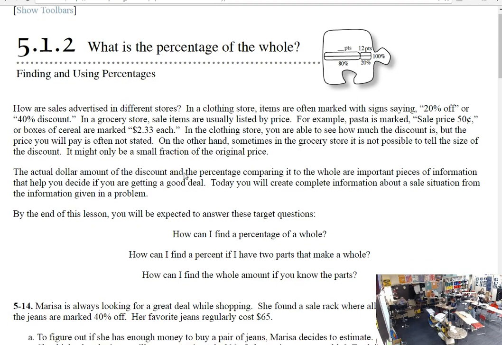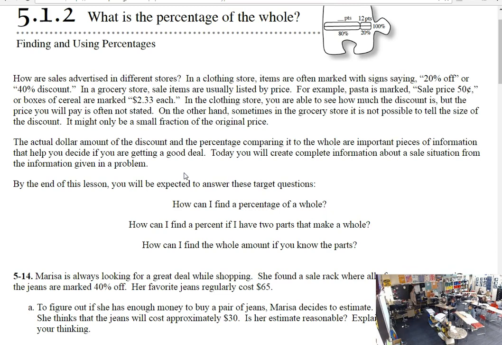Today we're talking about finding and using percentages. So in your math journal, you should have filled in your table of contents to correspond with wherever you are today. If you went ahead and put a header on tonight's homework, that would have been fantastic.